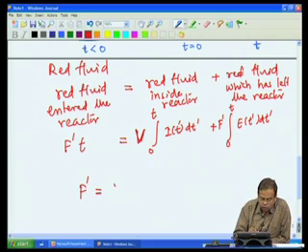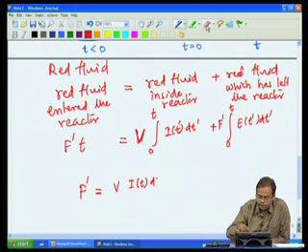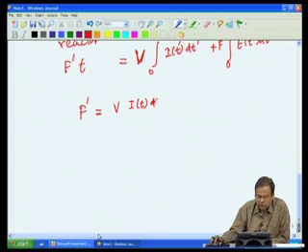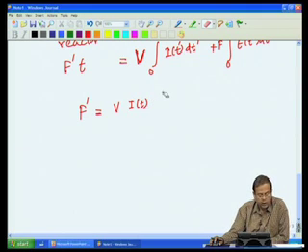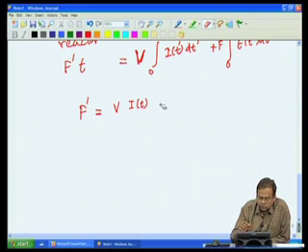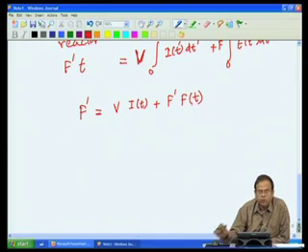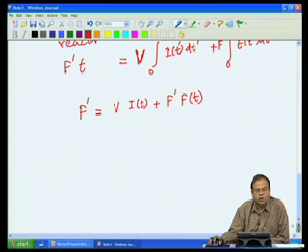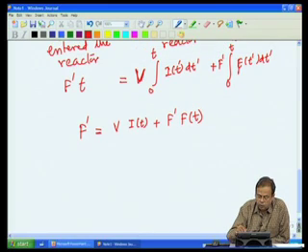equal to V of I of t dt, sorry, not dt. So, if I differentiate this equation, what I get is V into I of t plus f prime into f of t. Okay, this should be f of t.